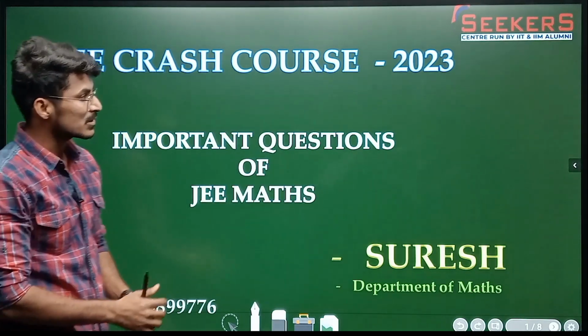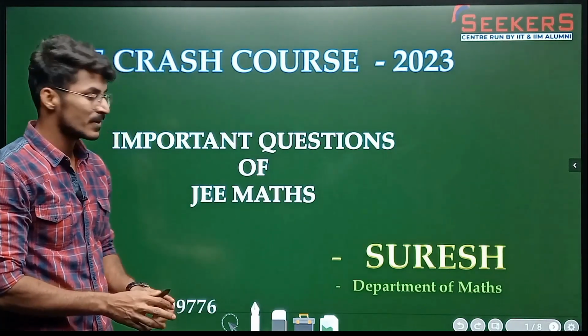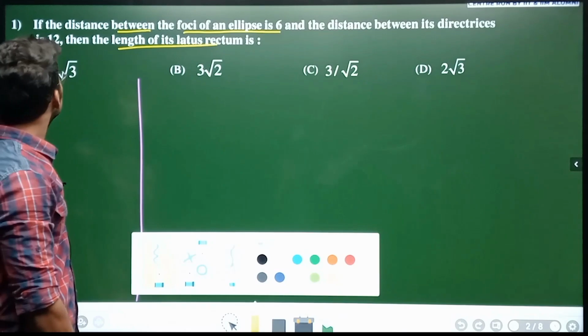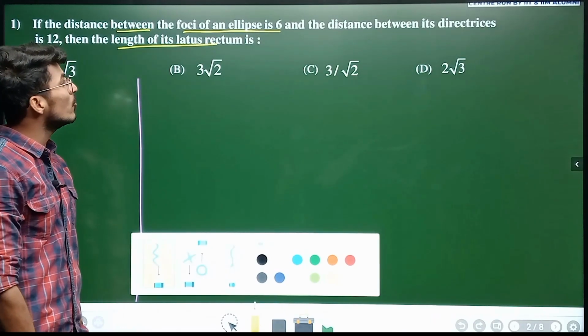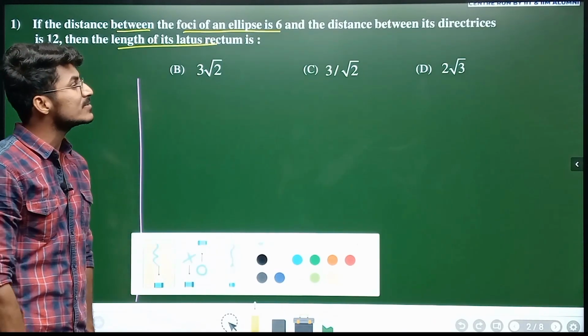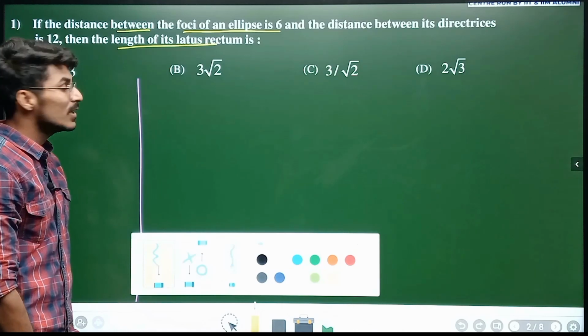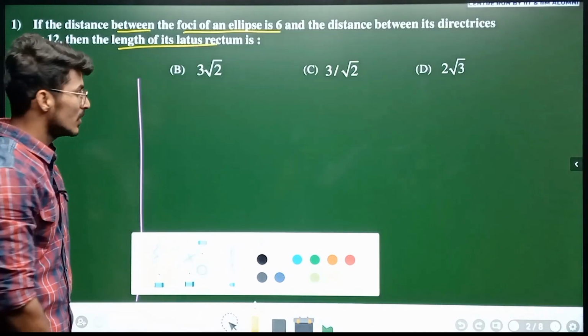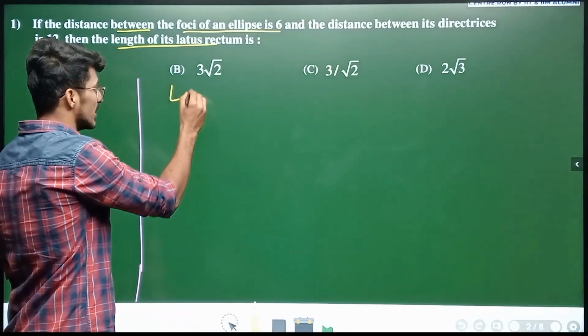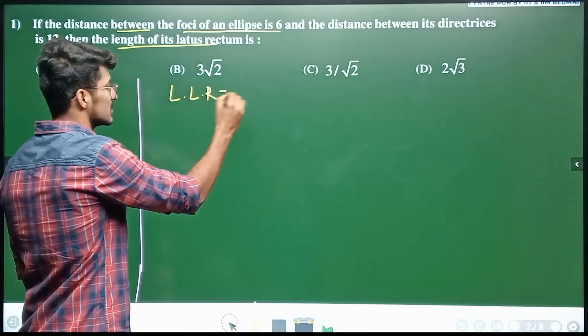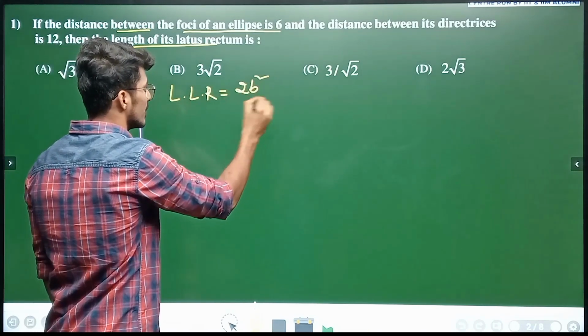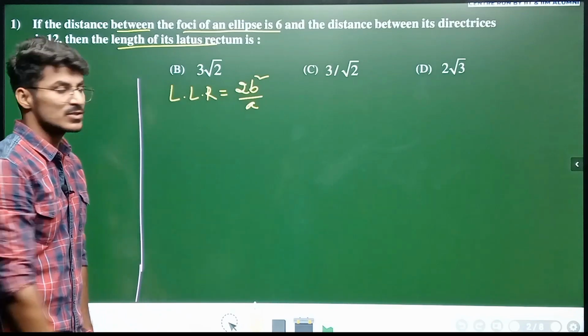Today let's discuss a few problems based on ellipse. If the distance between the foci of an ellipse is 6 and the distance between the directrices is 12, then find the length of latus rectum. So finding the length of latus rectum, LLR, what is it? 2b square by a. This is what he is asking us to find out.